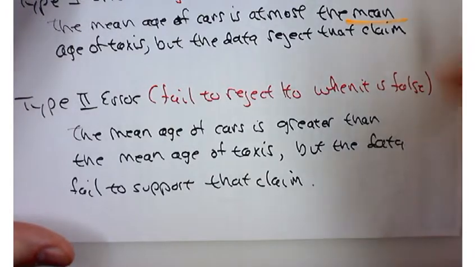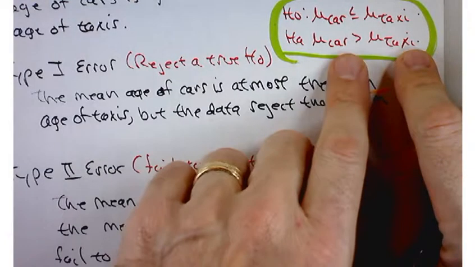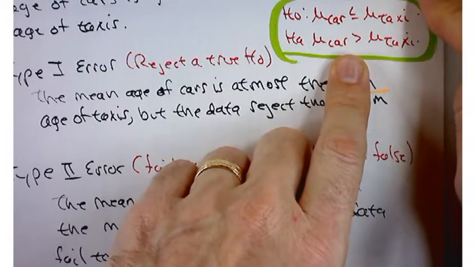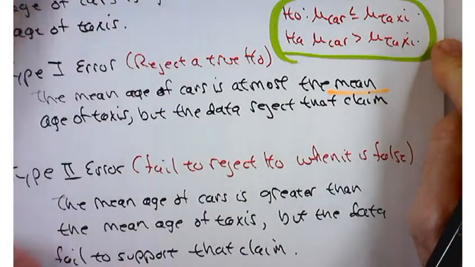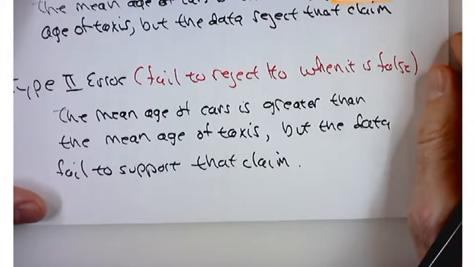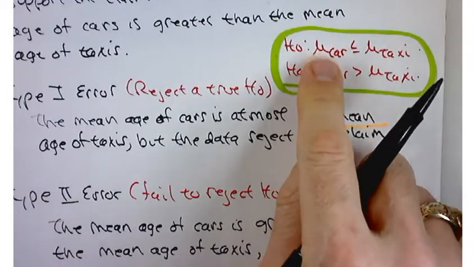Well, fail to support would be something that you would see if you're looking at the alternative hypothesis. Fail to support means we can't reject H naught, means you fail to reject H naught. Yes? Meaning it's false. Yeah. So sure, it's a different way to say it.